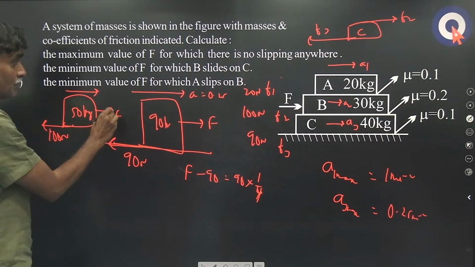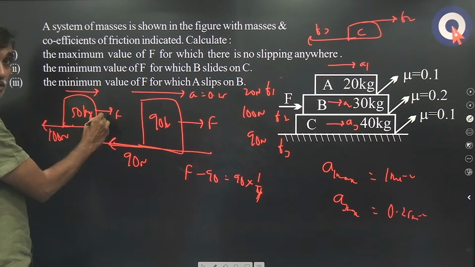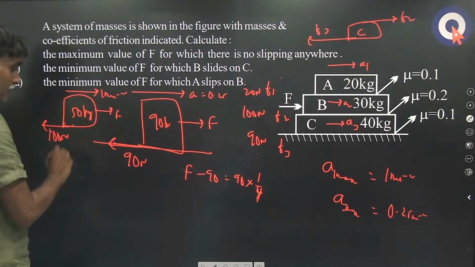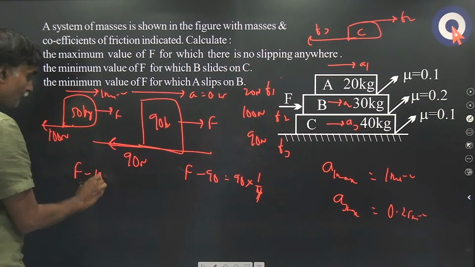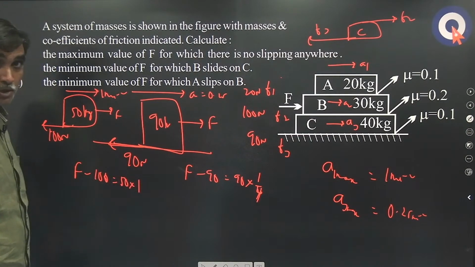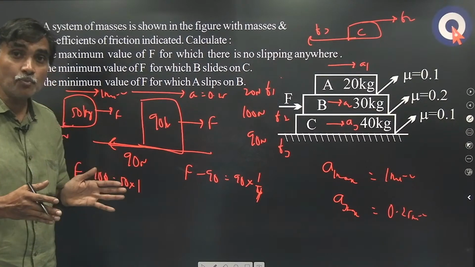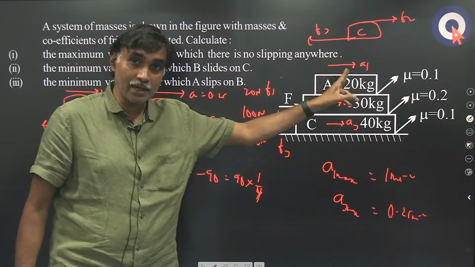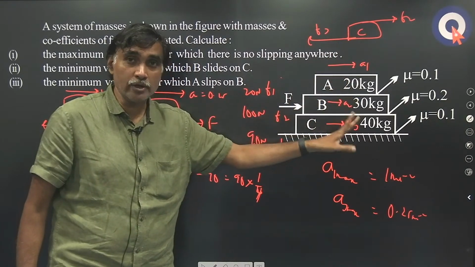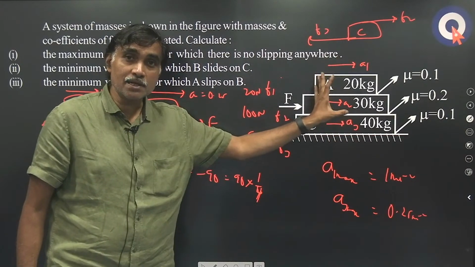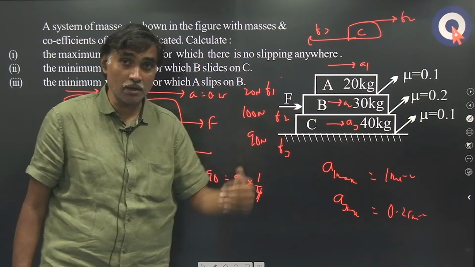So what is the minimum value of F so that they move together? Take the acceleration as 1 meter per second square and find F. Then what is the equation you will get? F minus 100 equals 50 into 1. What is F? 150 Newton. So between 112.5 and 150 Newton, these two are moving together as a single block, but with an acceleration ranging from 0.25 to 1.